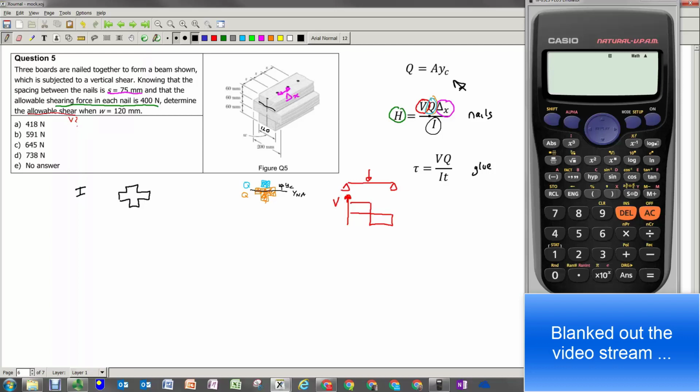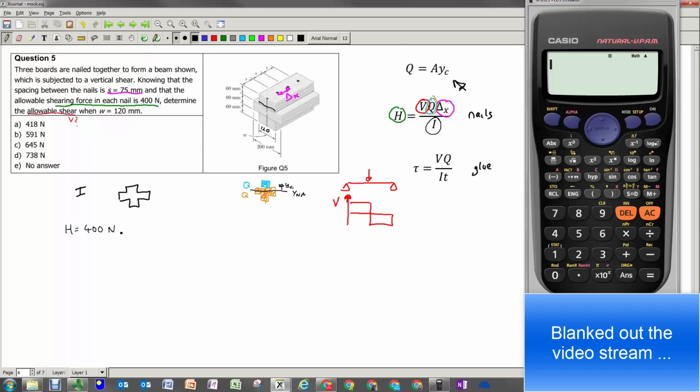Now this particular question, they're asking us to find the allowable shear. So this is a bit unusual, they're asking us to actually find the V. Normally we would be asked to find what the H is, probably. You'd want to work out what kind of shear force your H would be. But this particular question is asking us to find the V. So let's write out what we know.